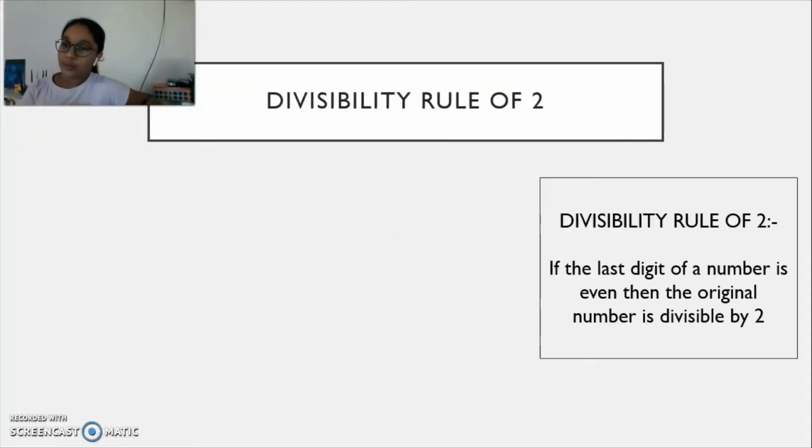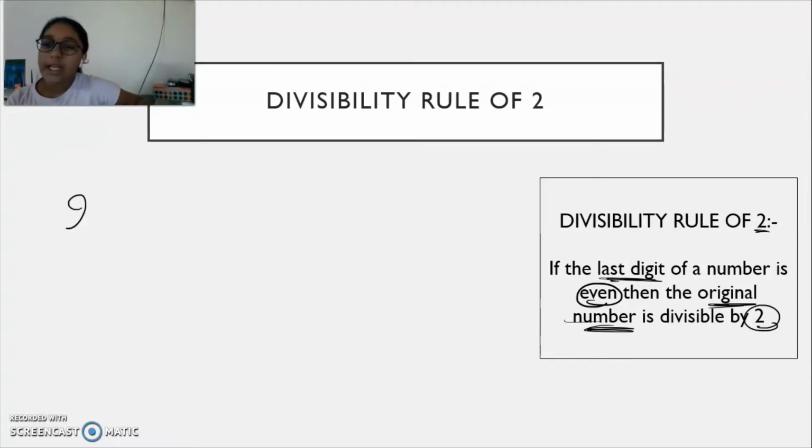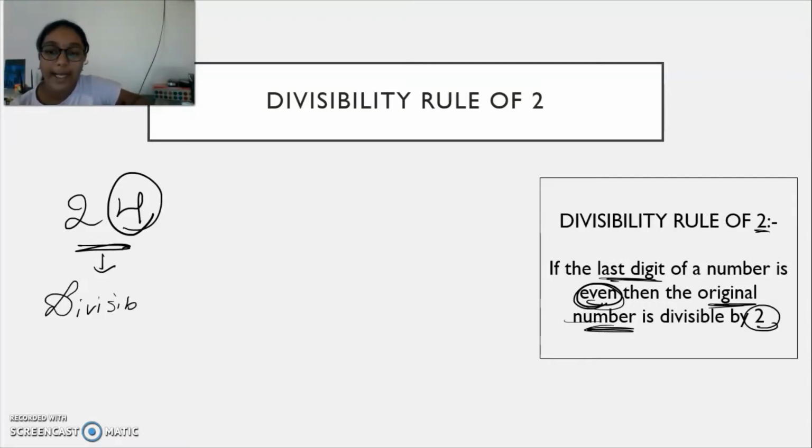So we are starting with 2, because we know that 1 is divisible by all the numbers. Let's read the divisibility rule of 2. If the last digit of a number is even, then the original number is divisible by 2. Let's take the example of 24. The last digit, which is the ones digit, 4, is an even number, so the original number, 24, is divisible by 2.